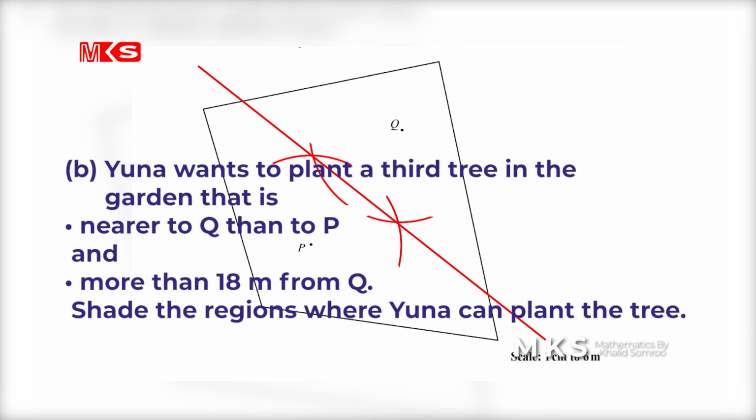Yamuna wants to plant a third tree in the garden that is nearer to Q than to P and more than 18 meters from Q. Shade the region where Yamuna can plant trees.